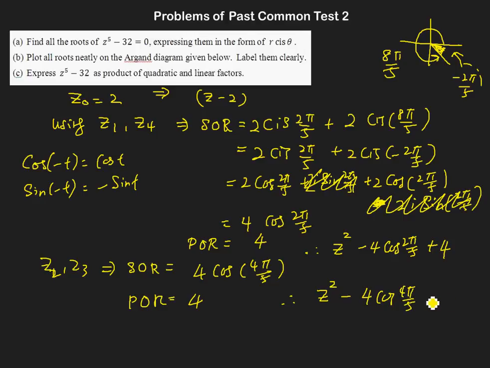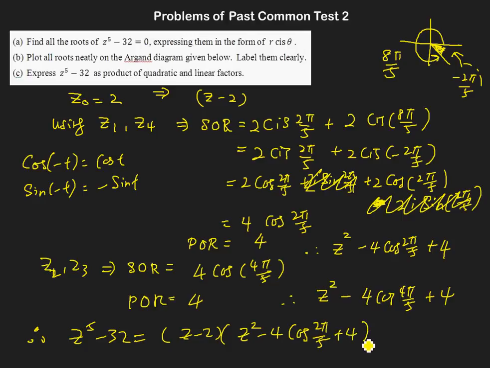So therefore, this expression z to the power 5 minus 32 is the product of your linear factor and your two quadratic factors. And that's it. That's what you need to do.